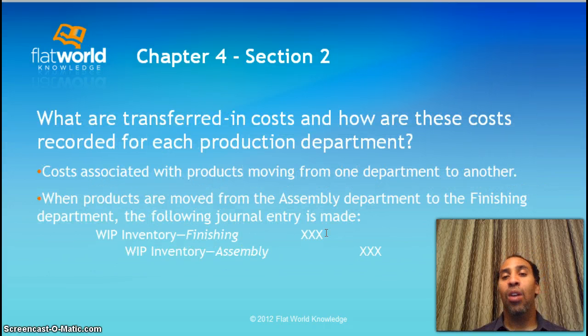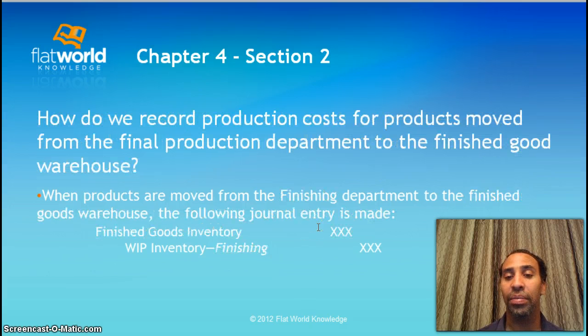What are transferred in costs and how are these costs recorded for each production department? So costs associated with products moving from one department to another, right? So moving from assembly to finishing, that's what we'd be referring to. So when products are moved from the assembly department to the finishing department, which makes perfect sense, the following journal entry is made. Work in process inventory from assembly moves over to work in process inventory in finishing.